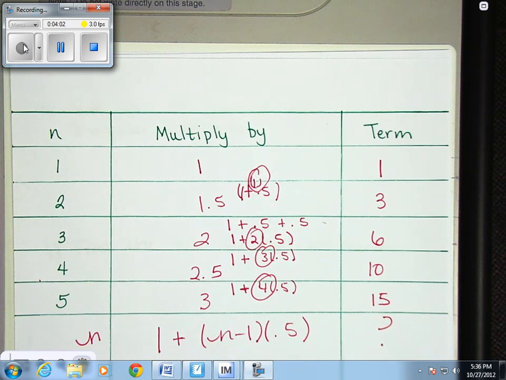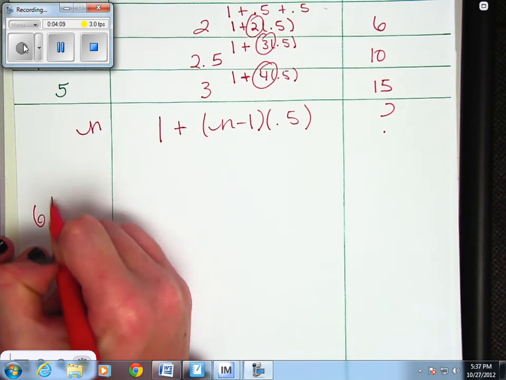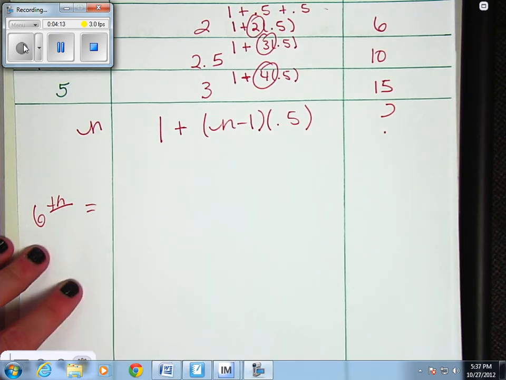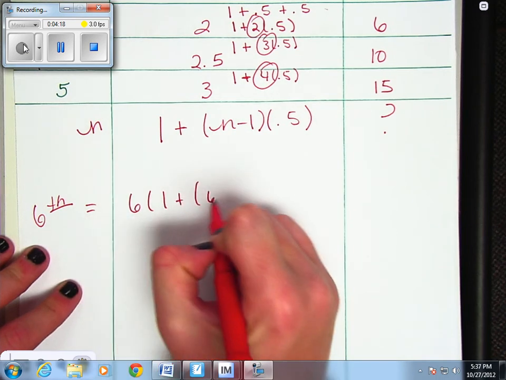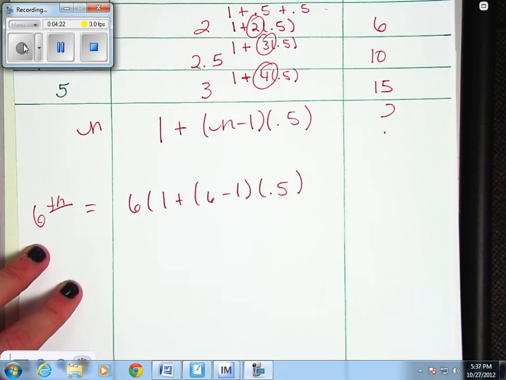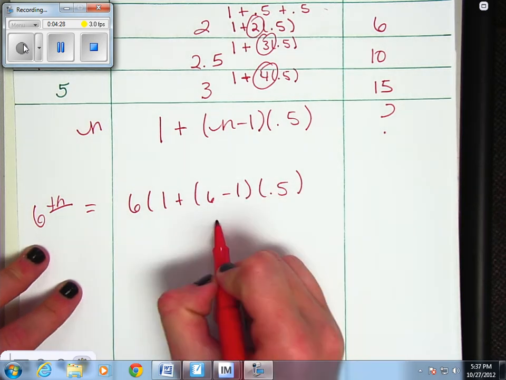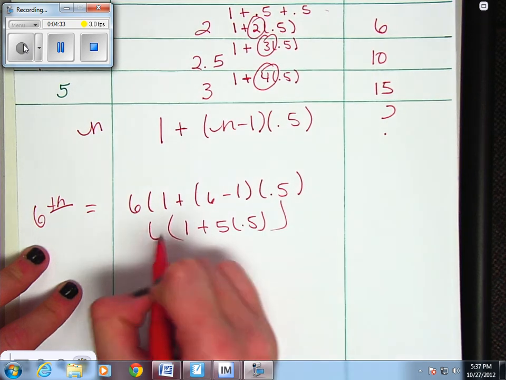Do you think we could find the sixth term? Yes. Let's do that real fast. What are we going to plug in? 6 everywhere n is. So we've got 6 times 1 plus 6 minus 1 times 0.5. Based on the order of operations, what are you going to do first? We do 6 minus 1. So that's 5 times 0.5 plus 1, and all of that is multiplied by 6.